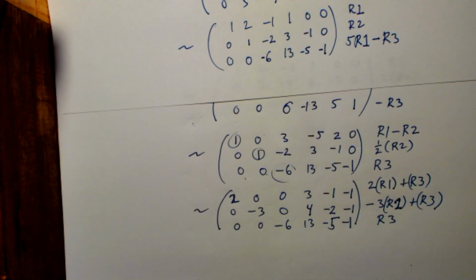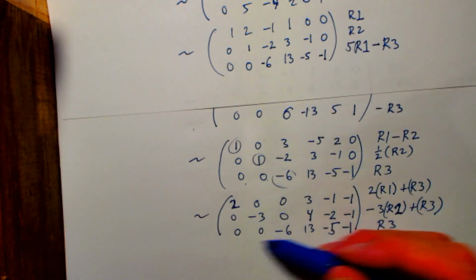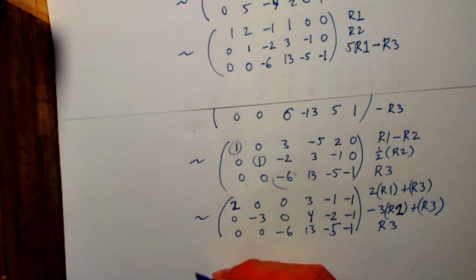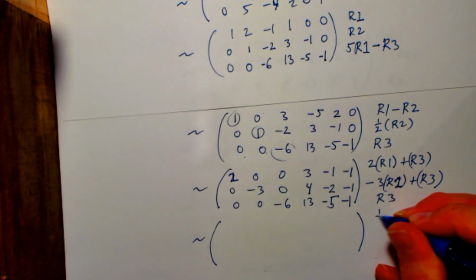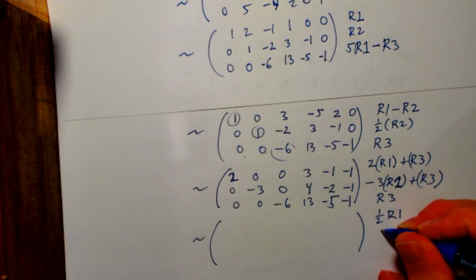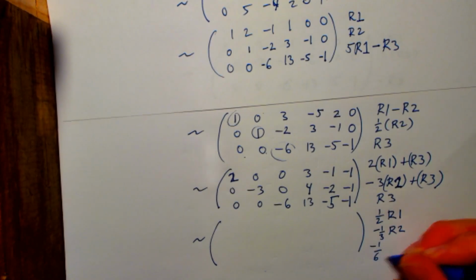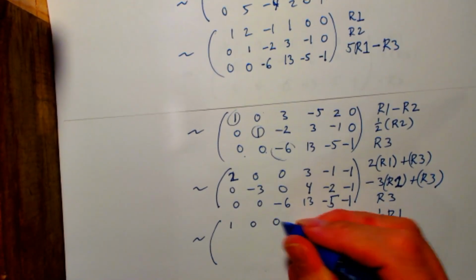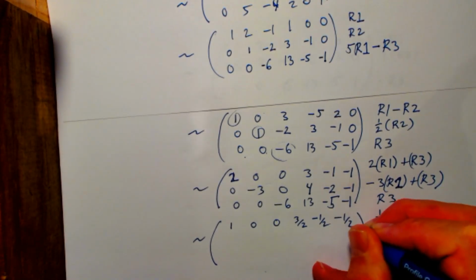So we're nearly there because we've got zeros above and below our pivots. We just have to divide by the appropriate number, so that we have the identity on the left, right? So that's easy now. So we divide row 1 by 2, so 1/2 row 1. This will be minus 1/3 row 2, and then minus 1/6 row 3. Okay, so this gives 1, 0, 0, 3 halves, minus 1/2, minus 1/2.